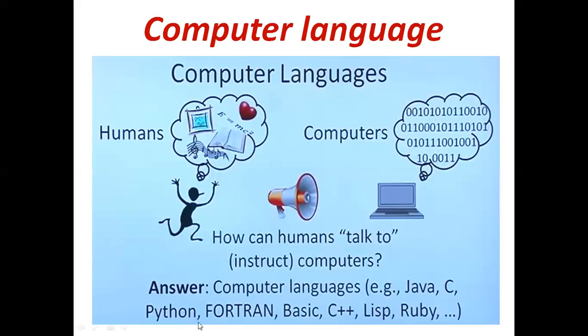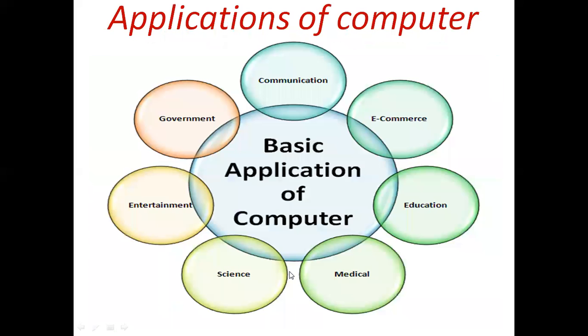So computer language, see this diagram, human here, the computer there. How can the human talk to the computer? How can the human instruct the computer? With the help of computer language only. The answer is computer language. So we have so many languages: Java, C, C++, Python, Fortran. In this series we are going to study the Python subject, right?